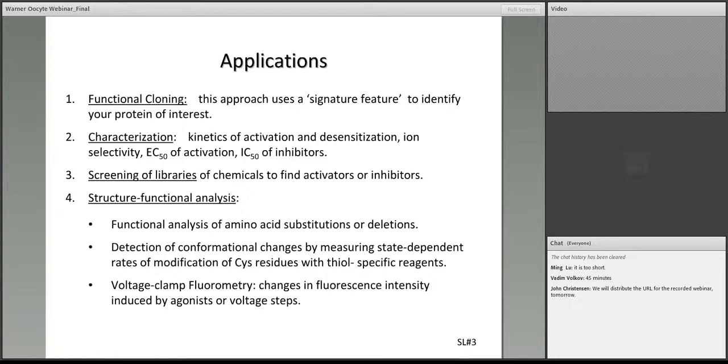Similarly, voltage clamp fluorometry measures changes in fluorescence intensity induced by a perturbation. From this type of data, we can infer conformational changes of the protein. This is just a short list of applications. New methods continue to be developed, and the limit is your imagination and ingenuity to answer specific questions.